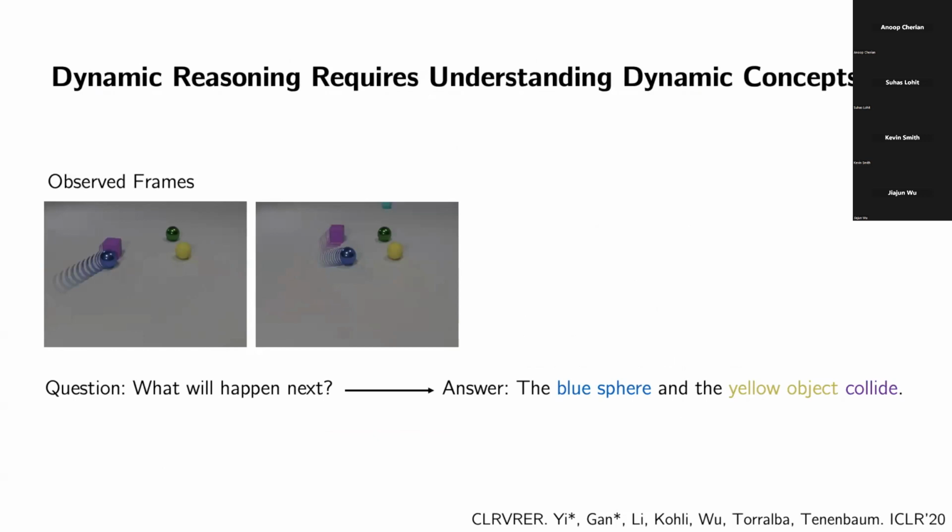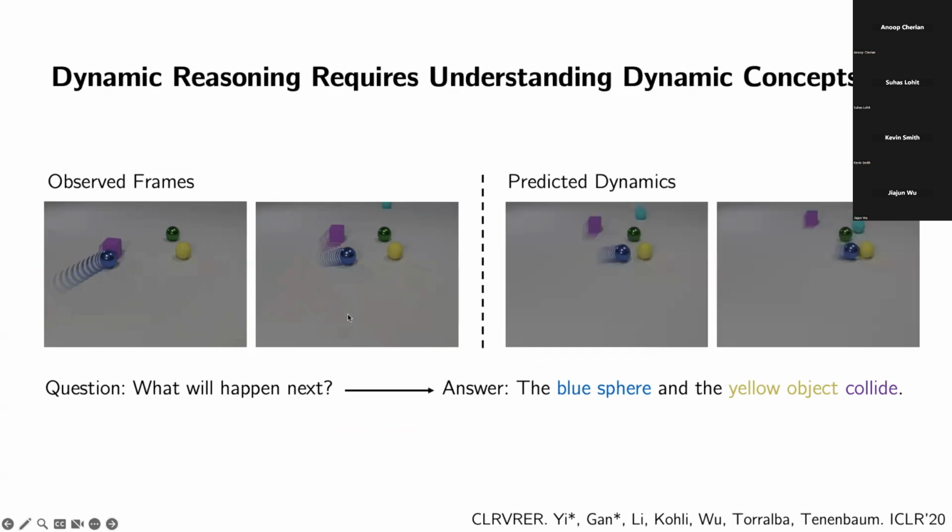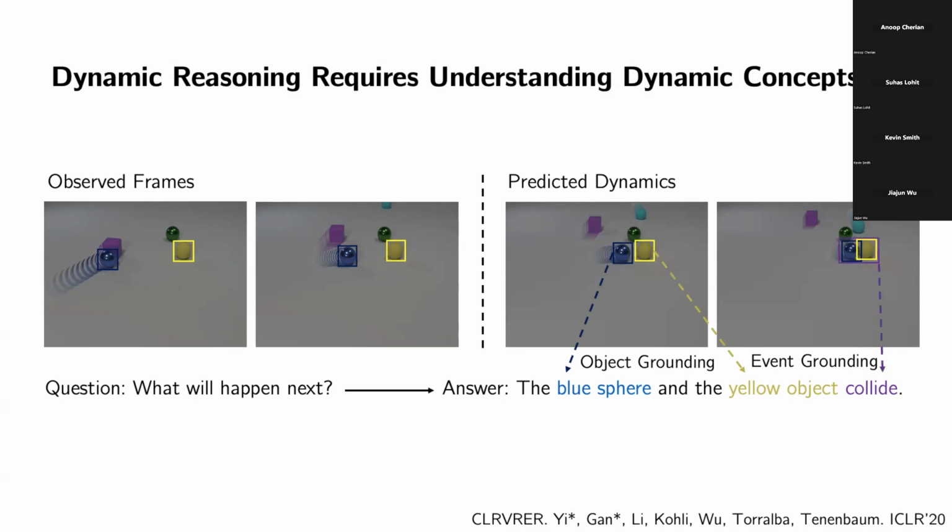But the key idea here is you really have to understand not only static concepts like yellow or a sphere, but also dynamic concepts. For example, if I ask you what happens next, then of course the answer is the blue sphere and the yellow object collide. You have to understand static concepts of what is a blue sphere and what is a yellow object, but you also have to understand actual events, or dynamic concepts. What do you mean by collision? Collision is a kind of binary predicate that you can ground onto two objects, but really on the temporal sequences of the two objects, not a single snapshot.